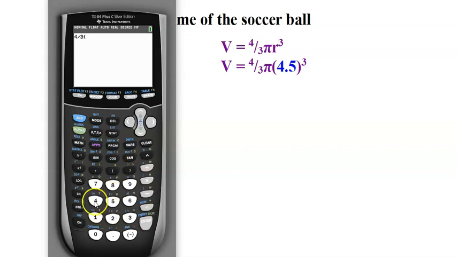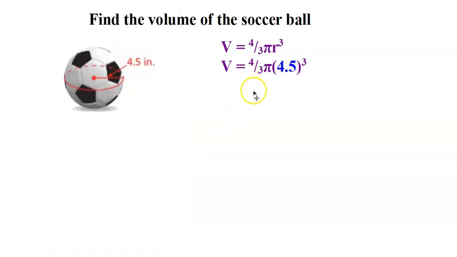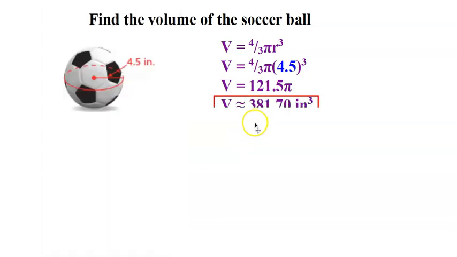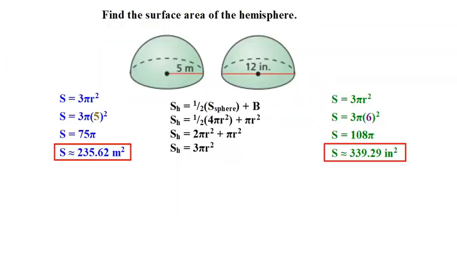4/3 times 4.5 cubed, which is 121.5. So there we go. We have 121.5 pi. And so if we want to take that, and so times pi, and we get approximately 381.7 cubic inches. All right, remember, volume is cubic units, surface area is square units.